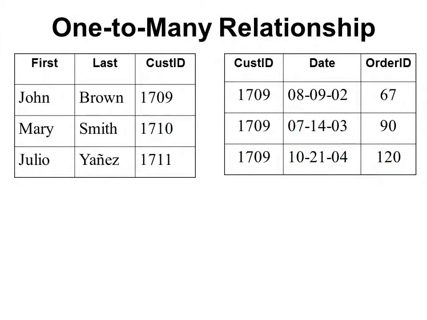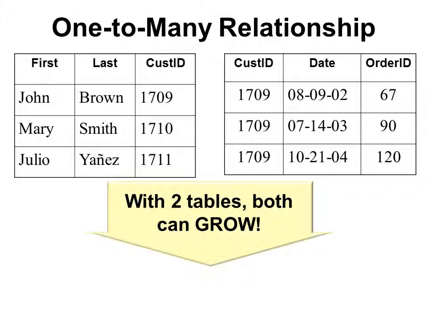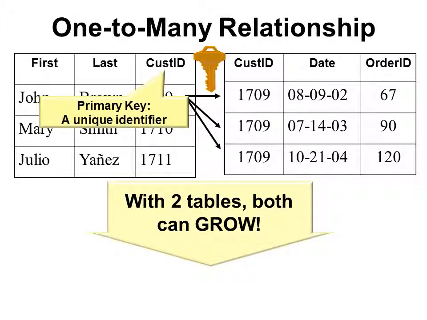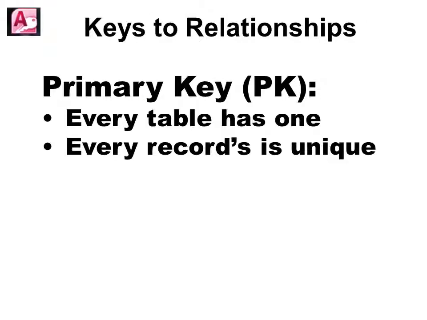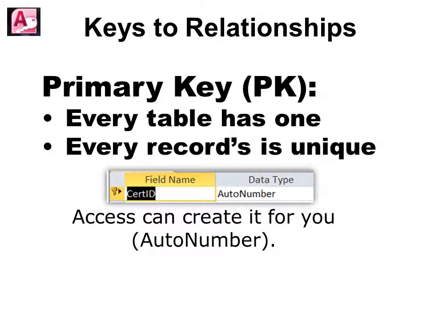If I have two tables, then both can grow, and this is called a one-to-many relationship. Now I have my customers in one table, and I have every date that they came in another table. What is the key that tells me this is the same customer as the customer that came in on these dates? The customer ID. This is known as a primary key. The primary key, also known as the PK, every table has one, and every record is unique. And if you don't want to create a unique primary key for every record, Access can create it for you using the AutoNumber.